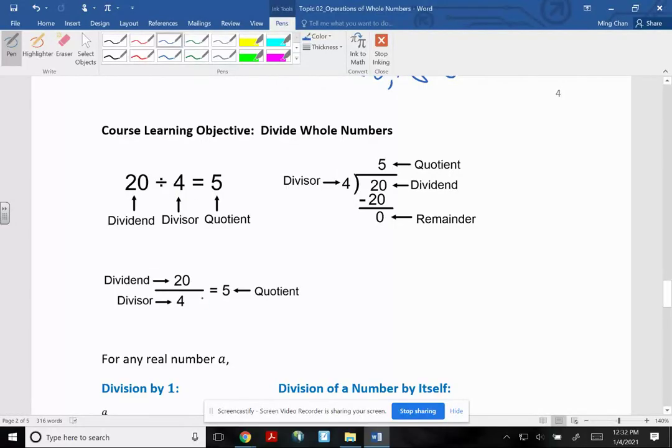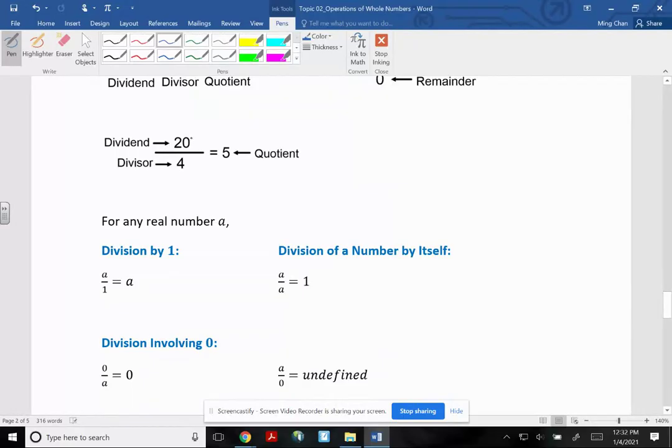So I can write it in 3 different ways: the normal division, the long division, and as a fraction. When we talk about fractions in another topic, the numerator is the dividend. The denominator is always the divisor.